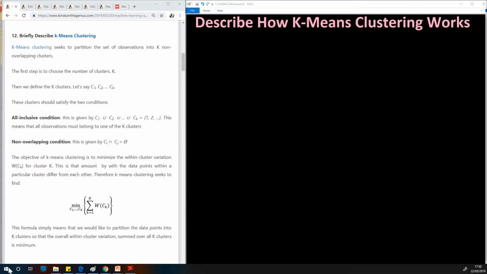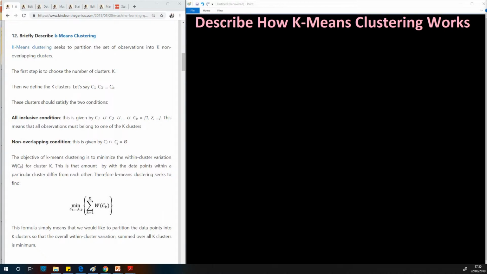My name is Kainton, the tech, and today I'm going to explain to you how k-means clustering works. This will be for you to understand the concept and be able to explain it using minimal notations and diagrams. Basically, k-means clustering seeks to partition the set of observations into k non-overlapping clusters.